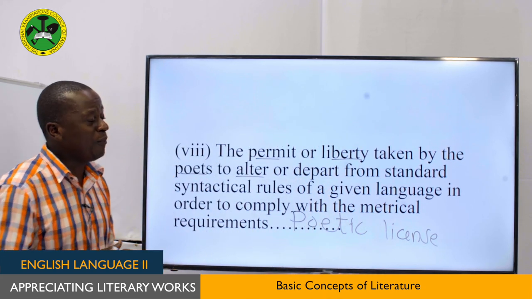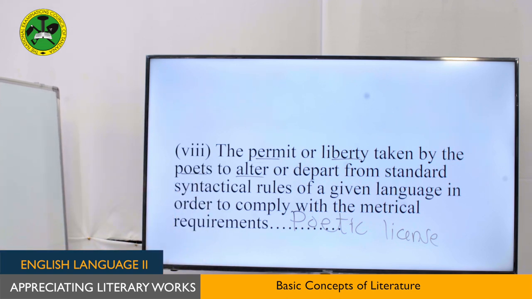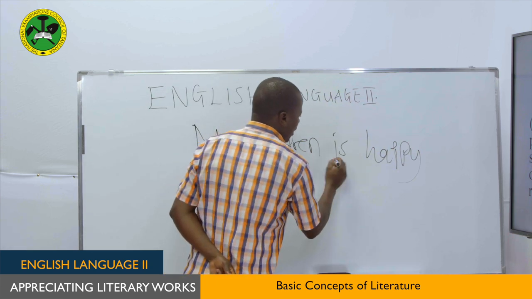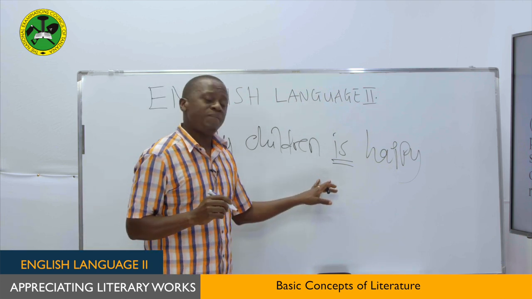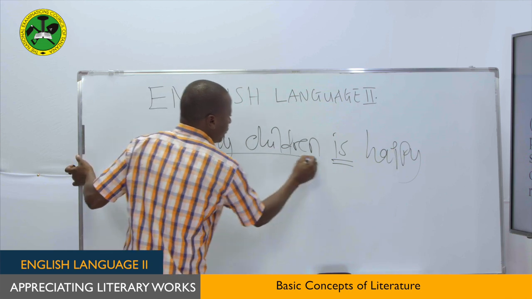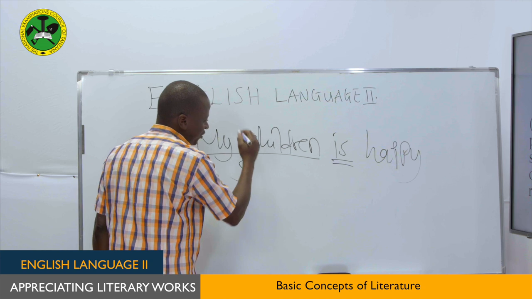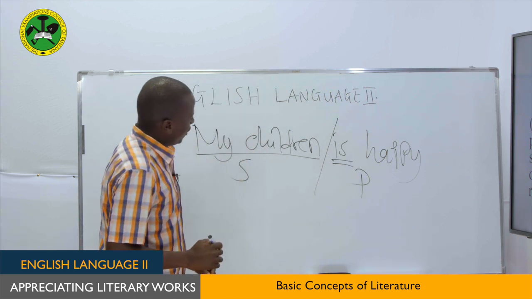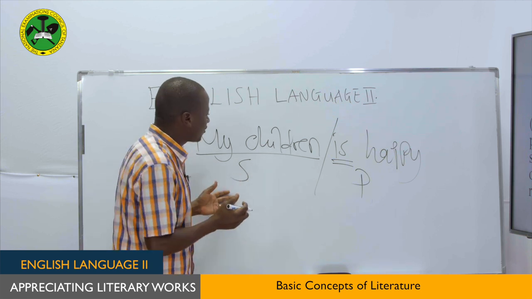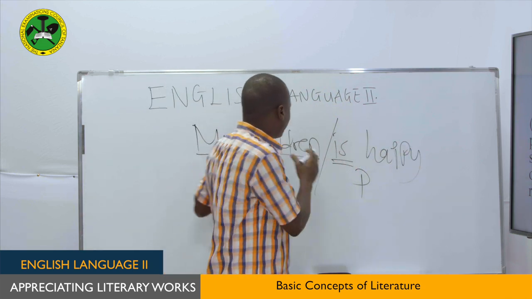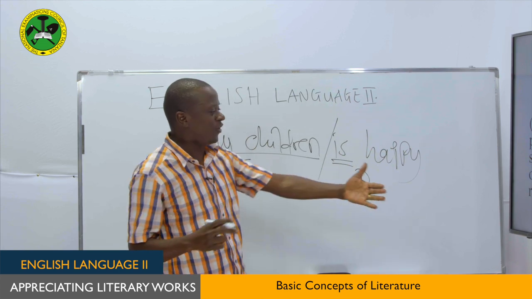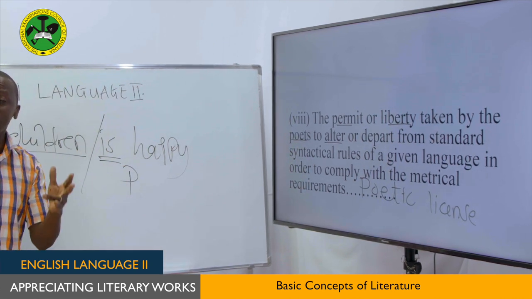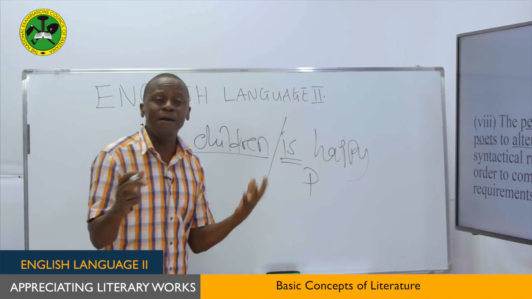Poetic license. For them, when composing a poem, a verse may read this particular way: my children is happy. Now here, there's something wrong. This being a subject, there's no concord between the subject and the predicate. My children is happy. Now, by lacking such concord between subject and predicate, that poet is free, is okay. He or she wants to achieve the so-called metrical requirements or poetic effects. Maybe he or she wants to achieve rhythm, maybe rhyme, etc.